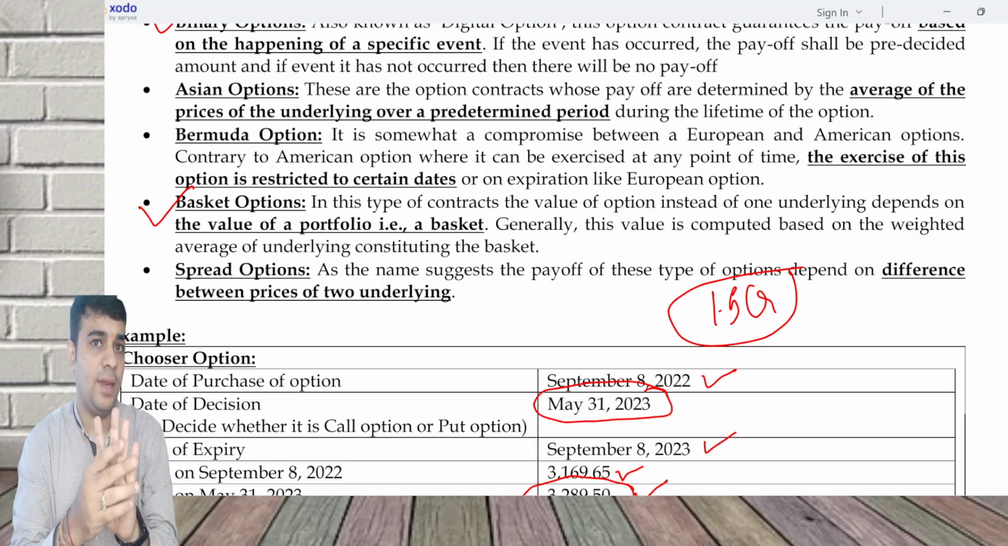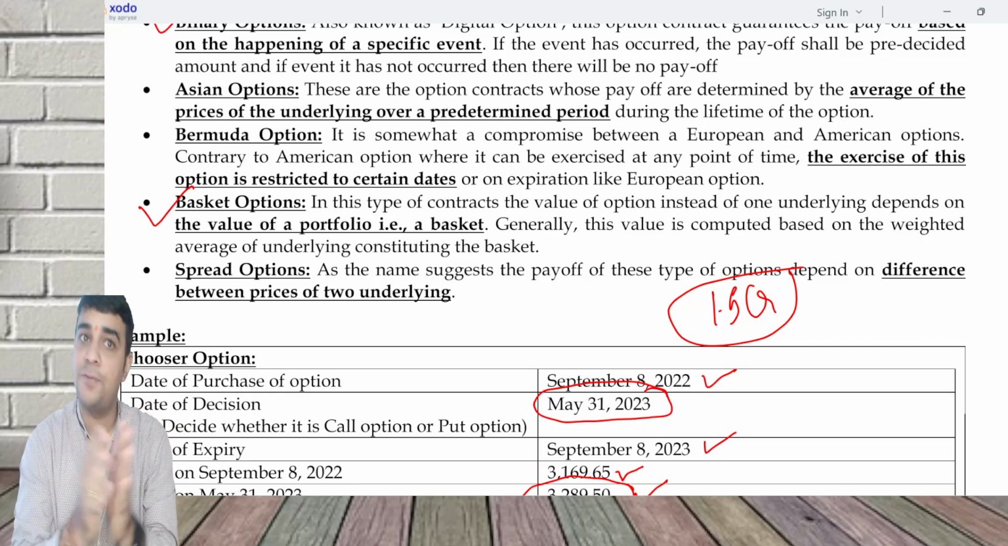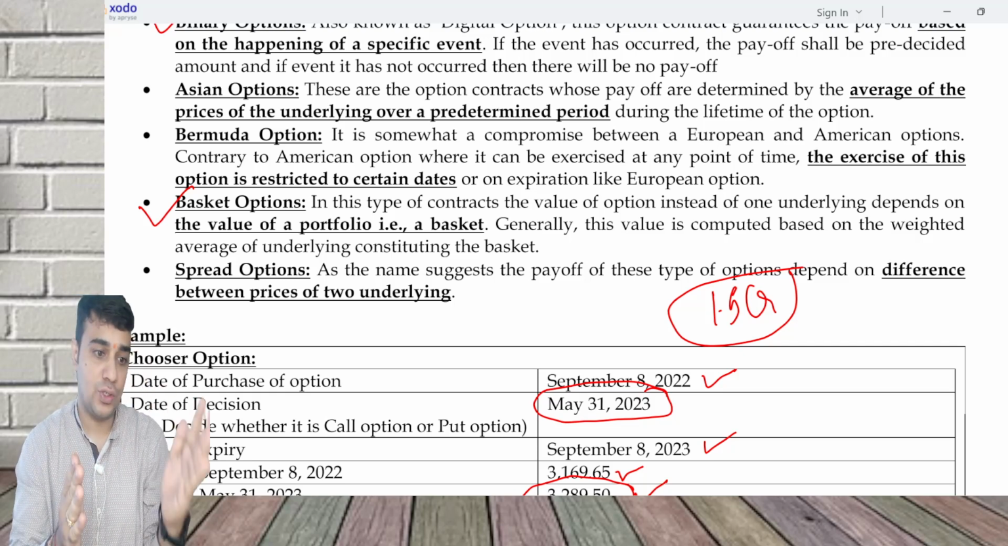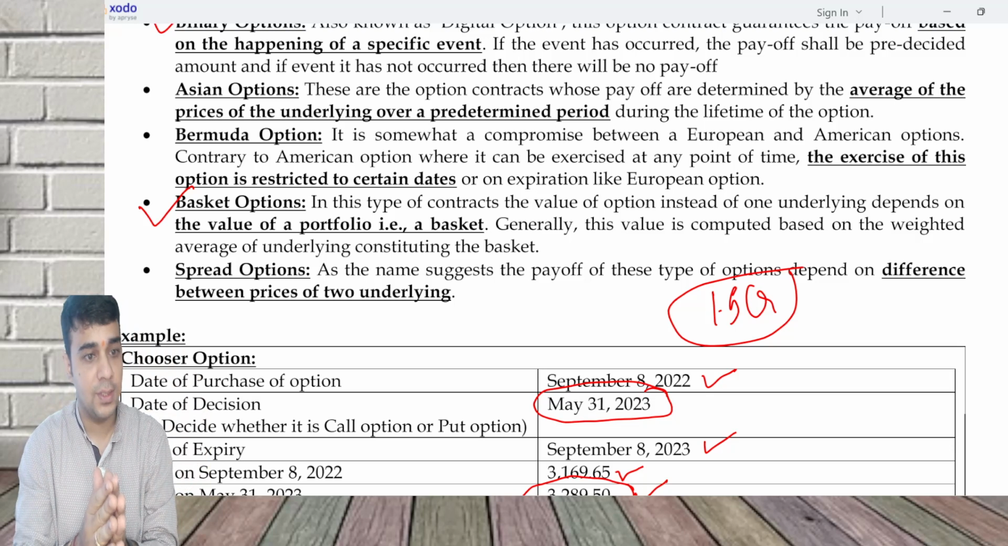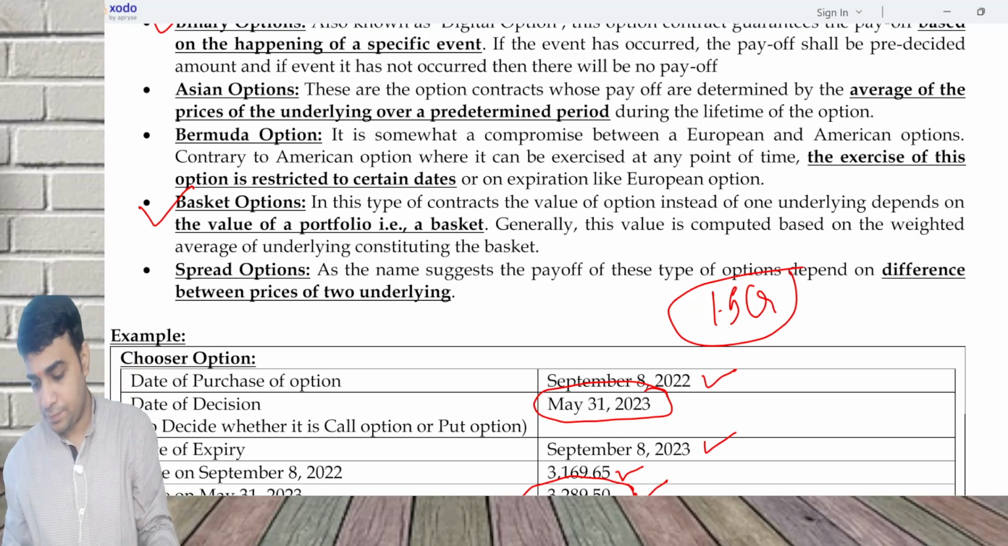Only thing you need to be very clear about is when is it going to be exercised, when is it not going to be exercised. That clarity alone is needed. So barrier option has a different way of doing it. Your chooser option has a different way of doing it. Your basket option has a different way of doing it. So that clarity alone needs to be there. Now what is a spread option?